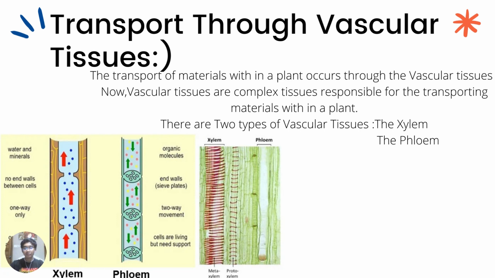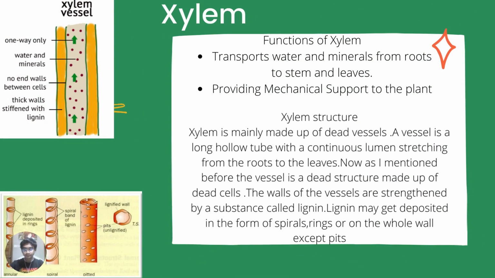Basically, when we think about transportation, the two things that come to our mind are the manufactured food, and water and minerals, which are getting transported around within the plant. The xylem transports water and minerals, and the phloem transports the manufactured food products. Now, let's get further ahead.